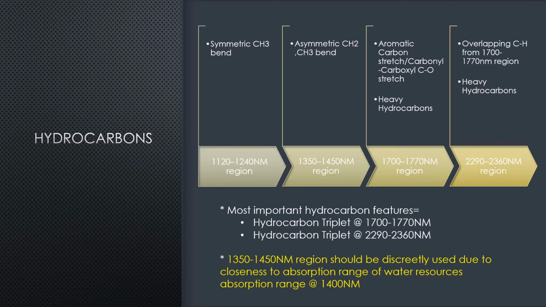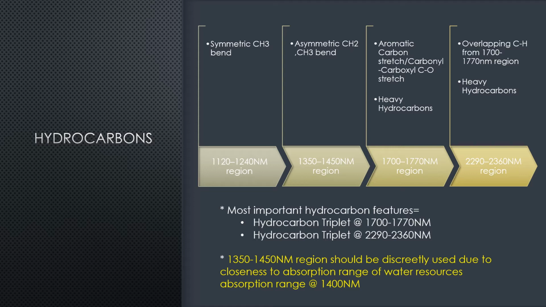So let's talk about what exactly is causing those features. Again, the most important hydrocarbon features occur with the triplet between 1700 and 1770 nanometers, which can be attributed to the first order overtones and combinations of the various CH stretching fundamentals, and also the 2290 to 2360 region, which is affected and attributed by numerous overlapping combination and overtone bands from the 1700 to 1770 nanometer region.